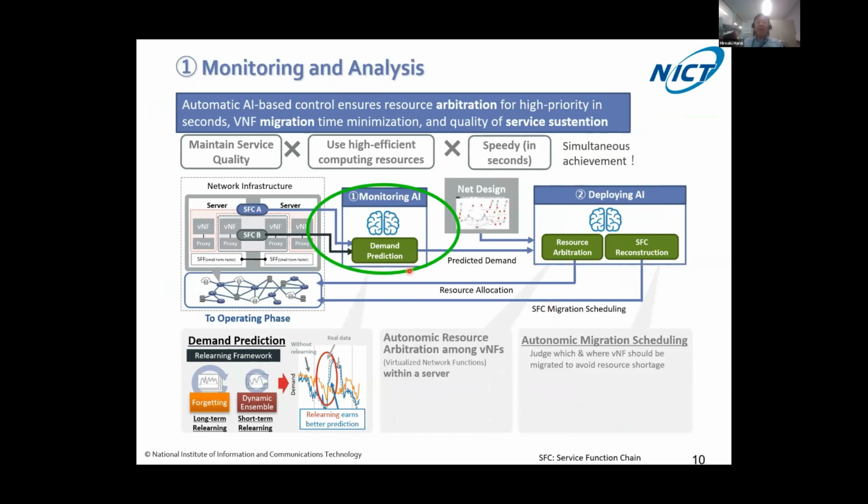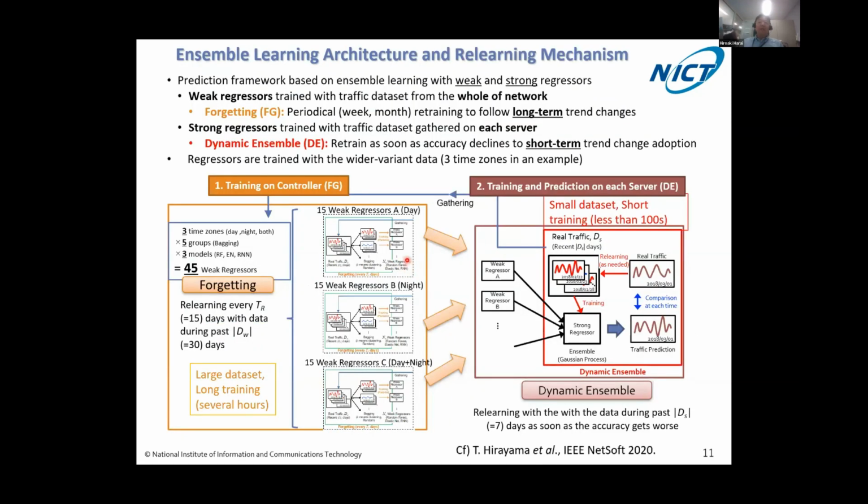Here I briefly address the monitoring and analysis part AI. We are using long-term and short-term regressors for relearning. Our prediction framework is based on ensemble learning. By using multiple learning models, such as random forest, elastic net, and RNN, we attempt to achieve better prediction performance.